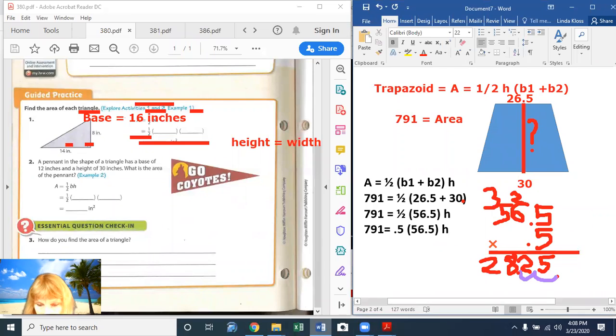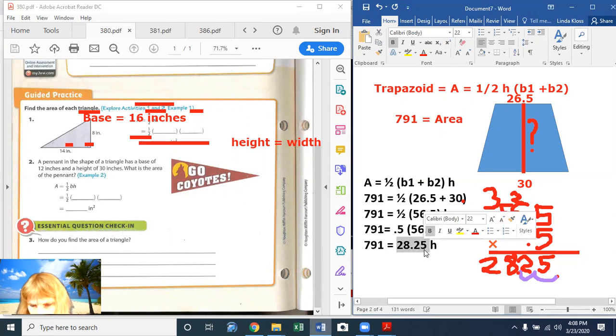We're not quite done. So now we have 791 is equal to 28.25 times the h. Correct? So now we have to do something to the 28.25. Does anybody remember what we did to the last problem? Okay, so what we're going to need to do is get h by itself, and I'm going to do that by dividing by 28.25 to get h by itself.